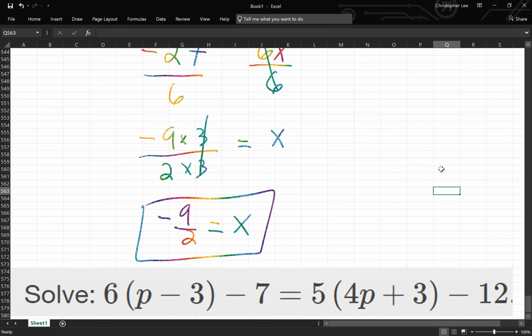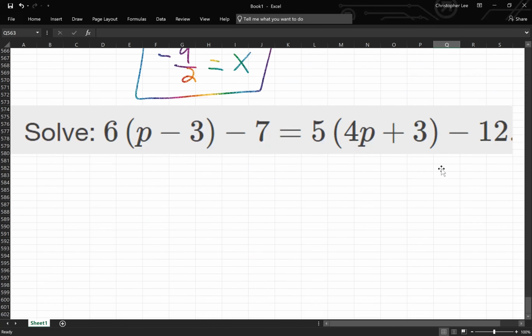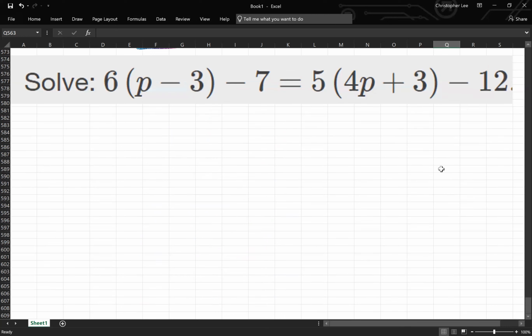All right, let's take a look. So I have 6 times (p minus 3) minus 7 is equal to 5 times (4p plus 3) minus 12. I want to solve for p. So the first thing I'm going to do is distribute these numbers over.